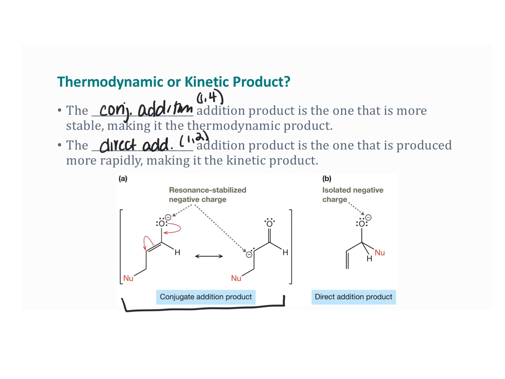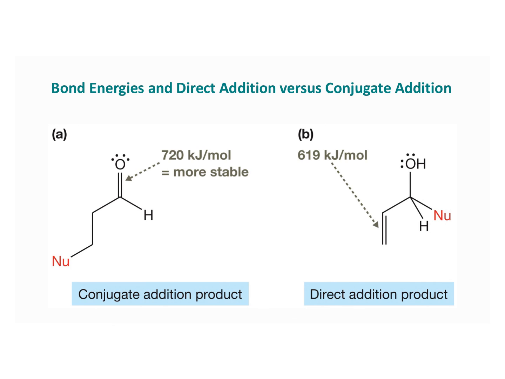To go into the stability even further, if we look at bond energies, what we see here is that the conjugate addition product bond energy is 720 kilojoules per mole, and that makes it more stable than the direct addition product, which is 619 kilojoules per mole. So the conjugate addition leads to the overall thermodynamic product because the overall uncharged product of the conjugate addition has a greater total bond energy than the one from the direct addition. And that has to do with the type of double bond that's present.